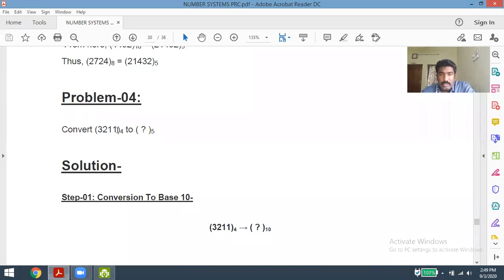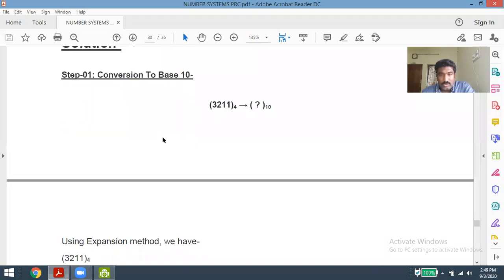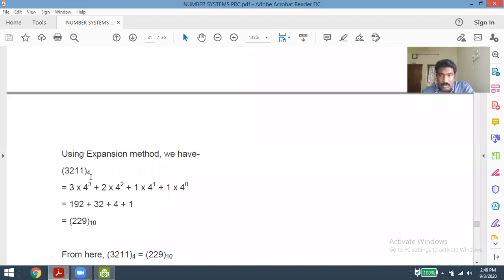Just look here. So here the given base is 4. I want to convert to base 5. So do the same process. Don't look at the bases. Don't think that there are only 4 types of number systems. Yes, it is only 4 number systems, but only in computers. But manually we can do the same process.